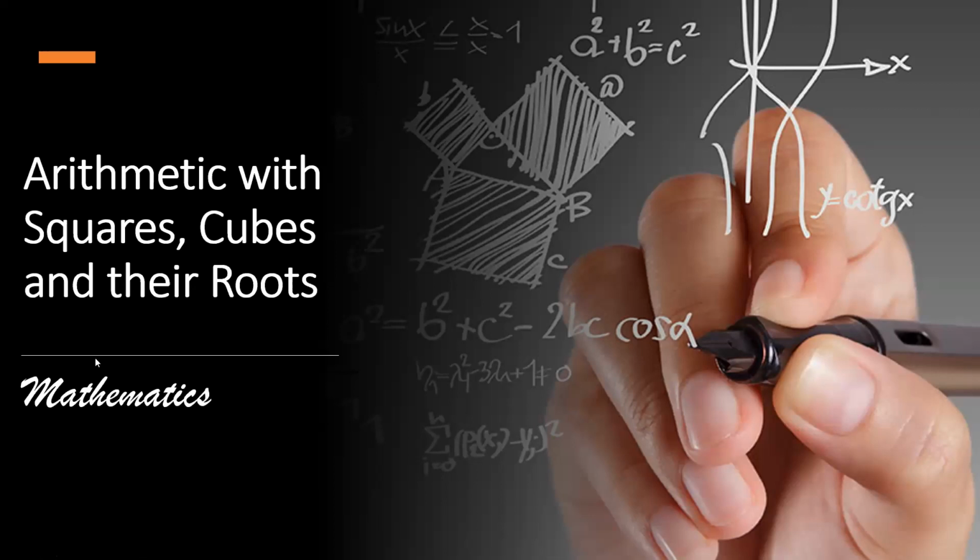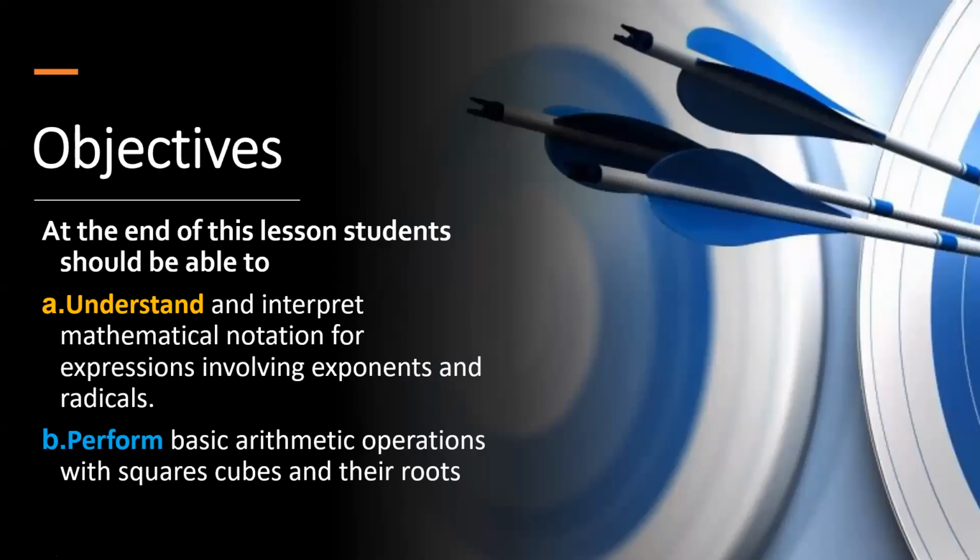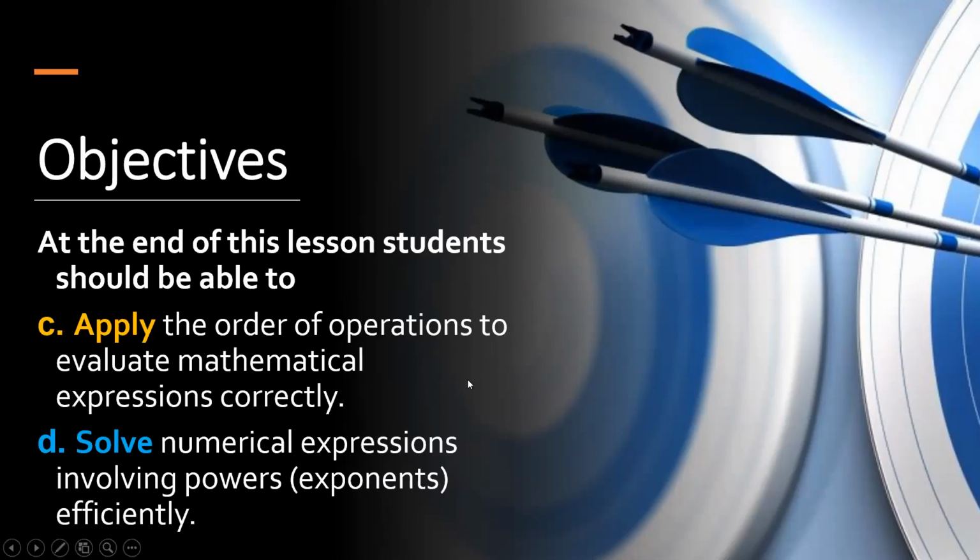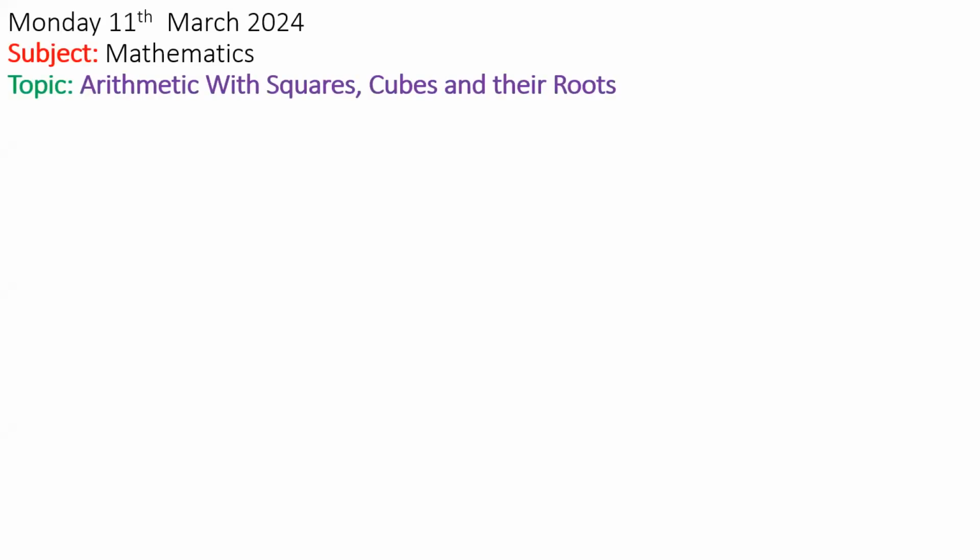Okay, so we're going to be looking at arithmetic with squares, cubes, and their roots. So let's begin. You don't have to write this down, it's just the objectives. We want to understand and interpret mathematical notation for expressing exponents and radicals, perform basic arithmetic operations with squares, cubes, and their roots. And we're going to be doing a little bit of PEMDAS in there, and we're going to be solving numerical operations efficiently. You don't have to write the objectives down, just write down arithmetic with squares, cubes, and their roots.